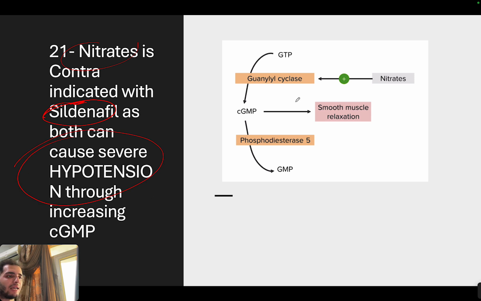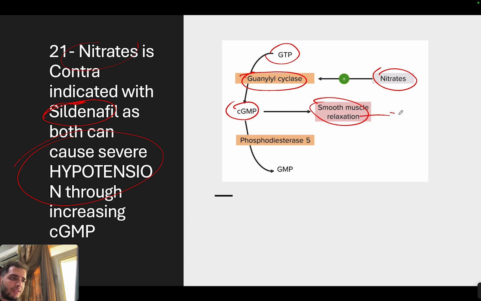Okay. Now, the reason this happens is that nitrates activate something called guanylyl cyclase, and guanylyl cyclase will turn GTP into cyclic GMP, and the cyclic GMP would cause smooth muscle relaxation, which is vasodilation. Okay, which will cause vasodilation. Now, on the other hand, sildenafil inhibits something called phosphodiesterase, which is usually the enzyme that gets rid of the cyclic GMP.